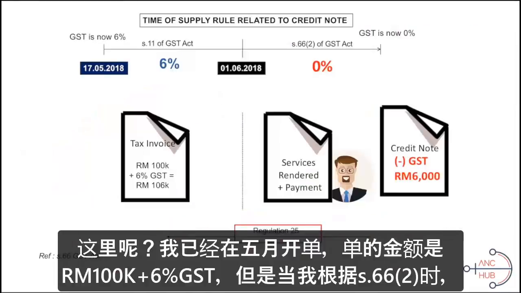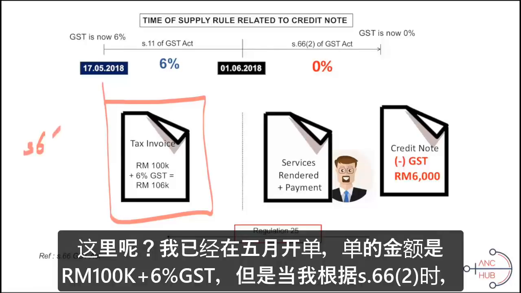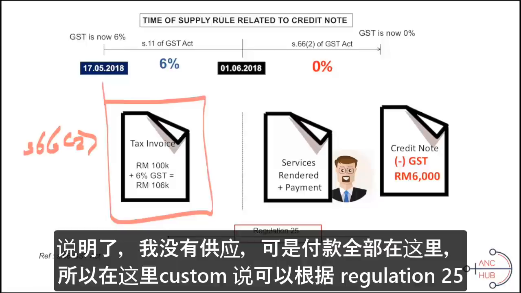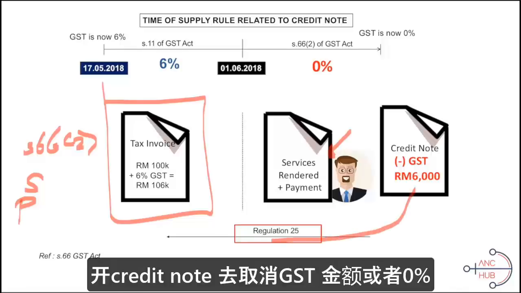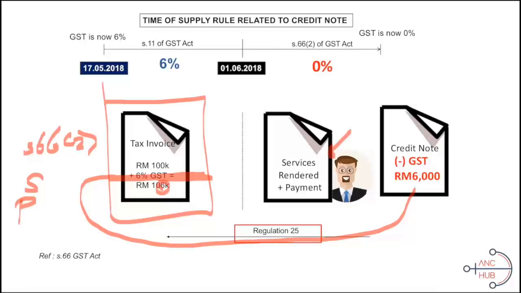What about this case? I have issued out my tax invoice in May. The tax invoice when I issued it is 100,000 plus 6% GST. However, when I try to apply section 66(2), it basically talks about supply, which I don't have, and payment, which has all been incurred here. So in this case, Customs says we allow you to issue a credit note via GST Regulation 25 to cancel off or zero-rate this supply and make it 100,000.